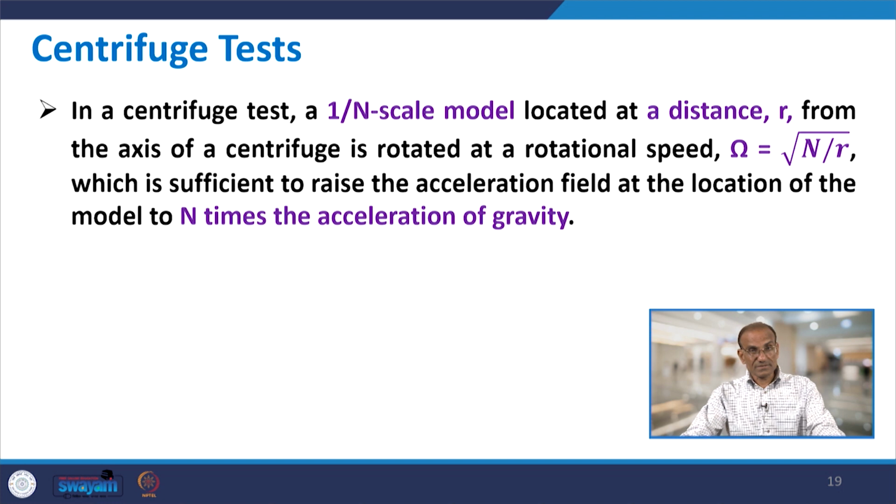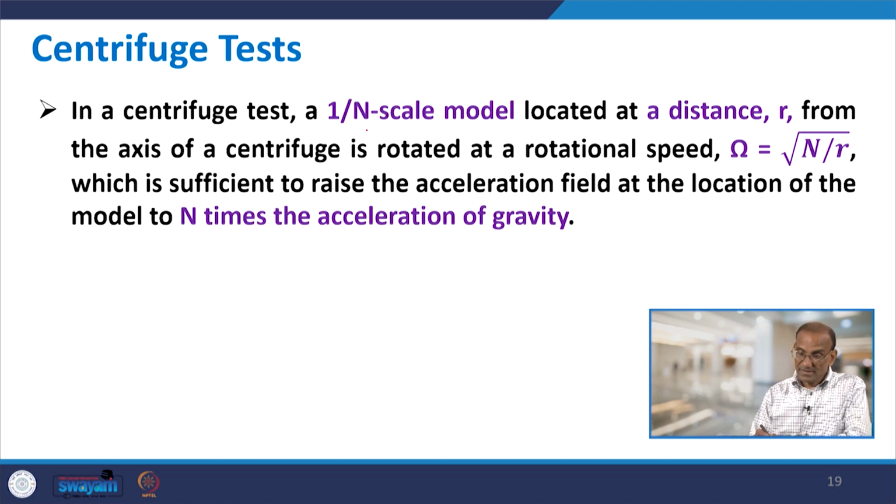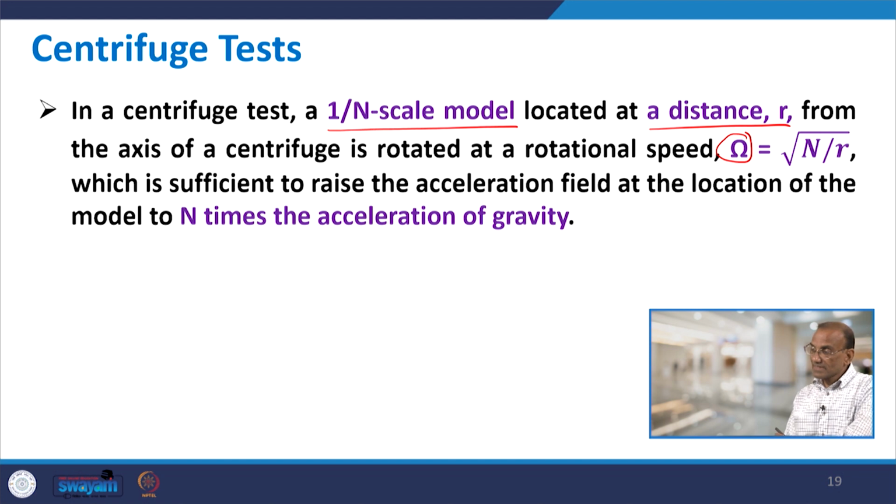Now, the second model test is called the centrifuge test, as we already discussed. The centrifuge tests are conducted at a higher value of g, that means the gravitational field inside the centrifuge chamber is increased n times. In the centrifuge test, a 1 by n scale model is located at a distance r from the axis of the centrifuge and is rotated at a speed omega. A bigger omega is a large value. So, n here is n times g, and it should be treated like this.